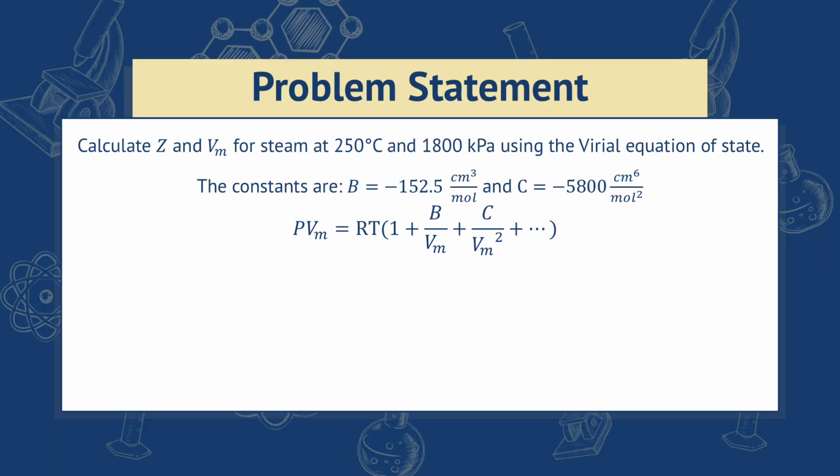Let us have a sample problem. Calculate Z and Vm for steam at 250 degrees Celsius and 1800 kilopascals using the virial equation of state. Constants are B equals negative 152.5 centimeters cubed per mole, and C equals negative 5,800 centimeters to the sixth power over mole squared.